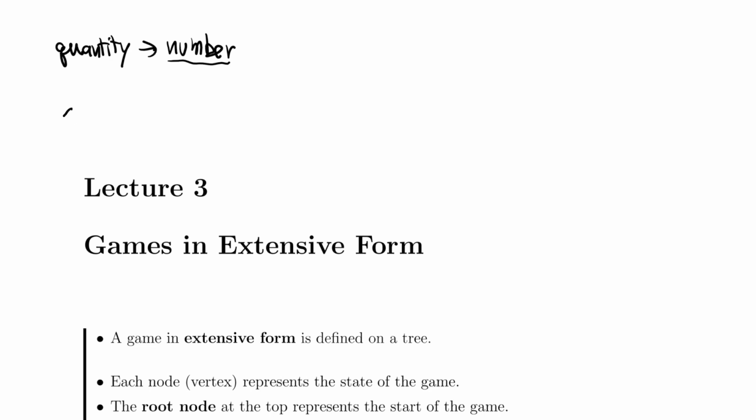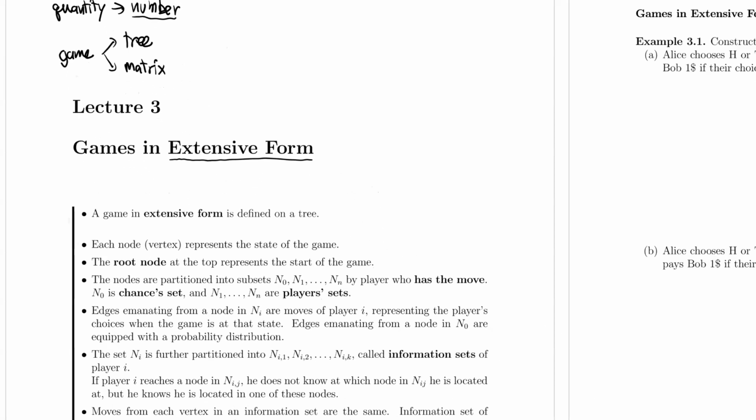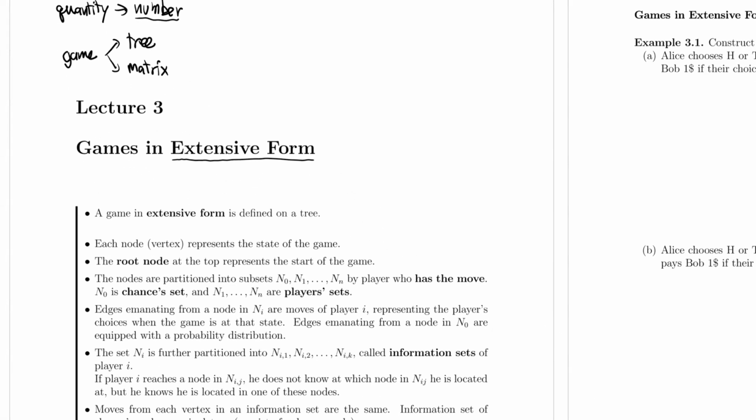If you want to communicate a game to other people, so let's say you have a game and you want to describe that to other people, well, in game theory, there are two ways to do that. One way is to use a tree, and that is called a game in extensive form, and that's what we're going to talk about in this lecture. Another way to communicate a game is to use a matrix, and we're going to talk about that in lecture 5. So for now, let's talk about how we can write a game as a tree.